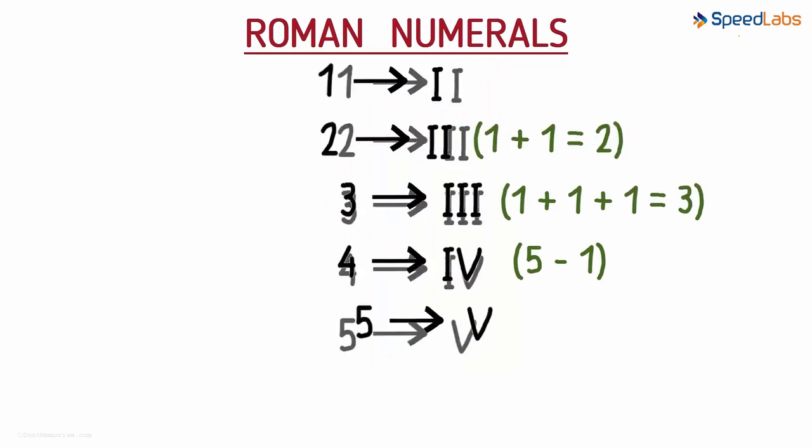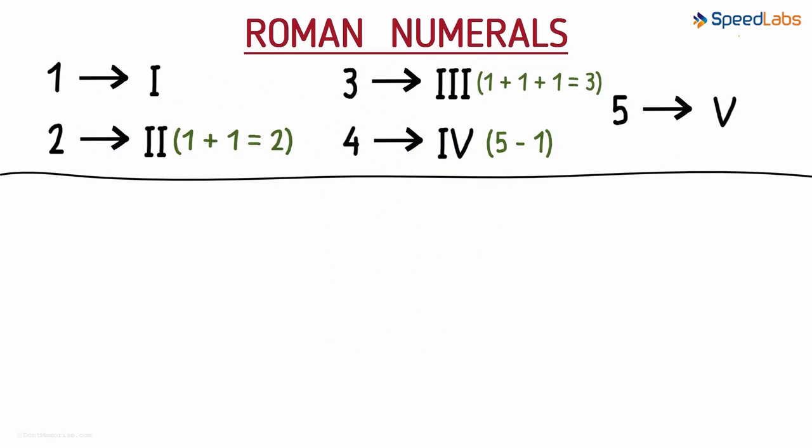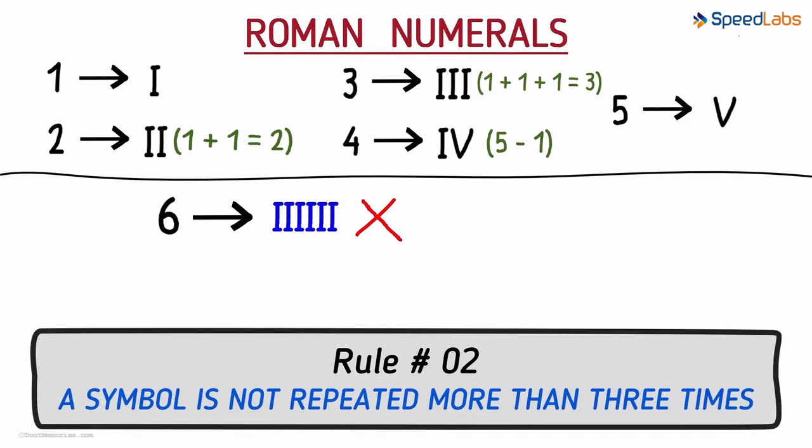Let me ask you another question. Can you tell me how to represent the number 6 in the Roman numeral system? One way could be to write it like this. But can we do so? No, we can't. As per the rules, we can repeat a symbol only up to 3 times. So for the numeral 6 as well, we will have to find another way to write it. Can you give the answer?